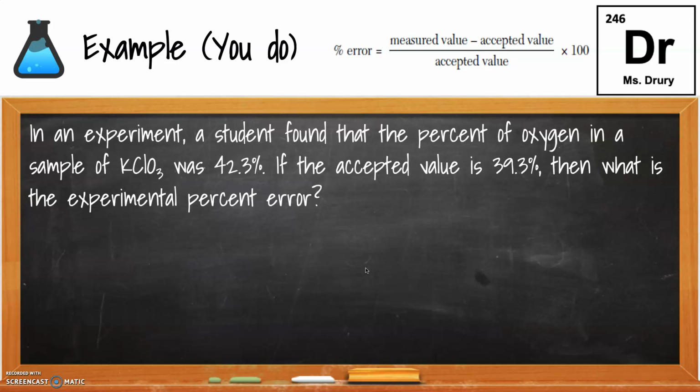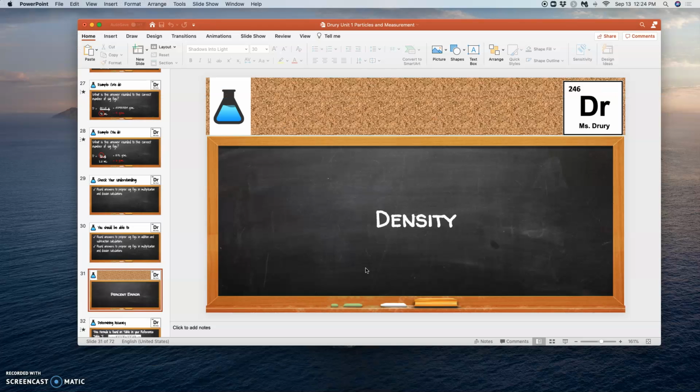Now that you put your answer into the Edpuzzle question, let's see if you got it right. I would subtract the two values given, and I would have to divide by the 39.3 because it was labeled the accepted value. We times by 100. If you want to reduce, you're more than welcome to reduce, and our answer is 7.63%. And I think that's it.